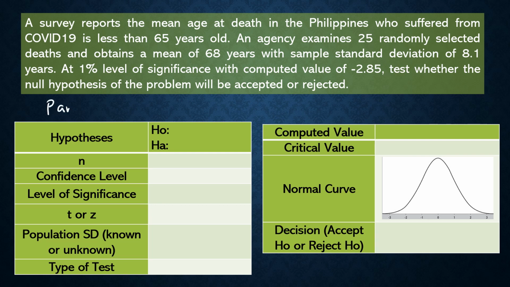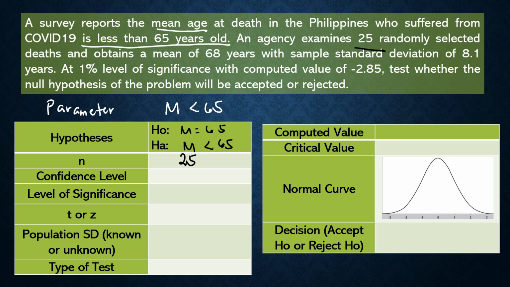Let's identify the parameter. For this problem, we can see that the mean age at death in the Philippines who suffered from COVID-19 is less than 65 years old. So automatically, we have mu less than 65. Now let's identify the hypotheses. For the null hypothesis, we already know that it is always equal, so we have mu equals 65. For the alternative hypothesis, we simply copy our parameter, which is mu less than 65. Now for n, we identify the number of samples, which is 25.